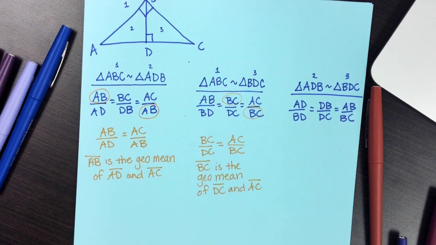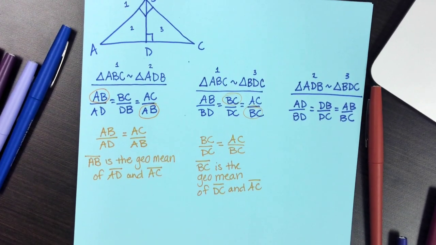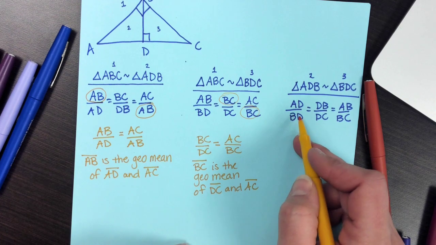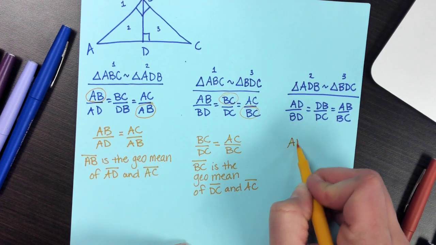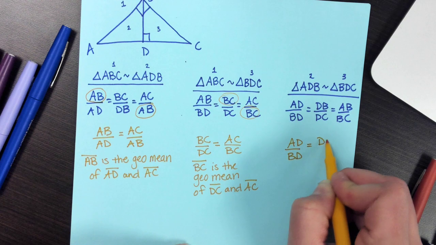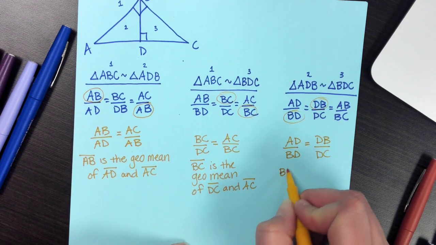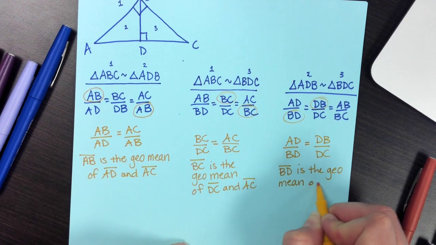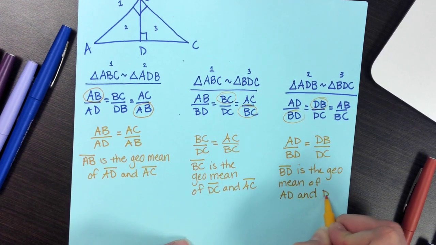In the last one, which one do we happen to have? Do we see that happening in the last one? This one always catches everybody because of the way it looks. We have to remember that it's the same segment. BD. I know that says DB and that one says BD. It's the same segment, it's just the way we named it. So again, if we got rid of that last one to solve a proportion, we now have AD over BD, DB over DC, and that is our geometric mean. So we can say BD is the geometric mean of AD and DC.